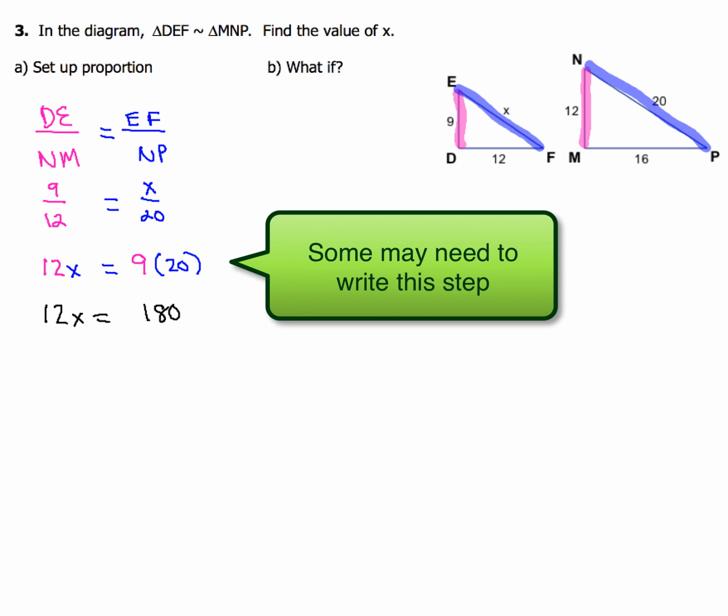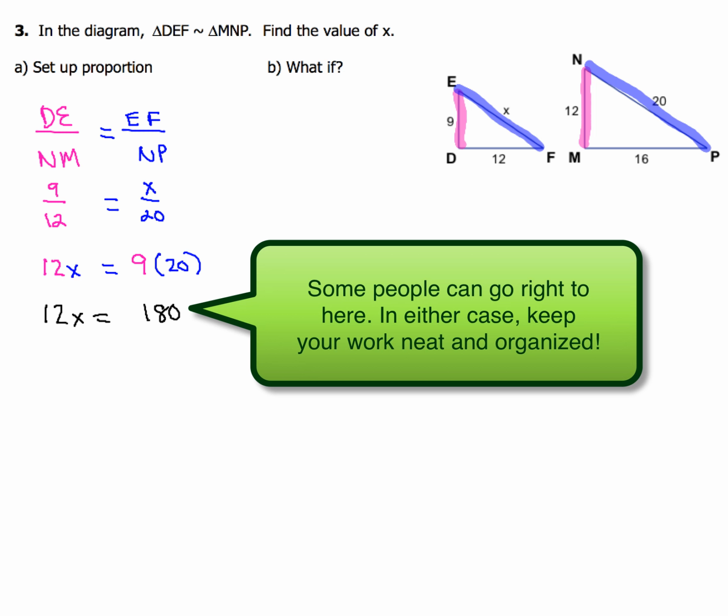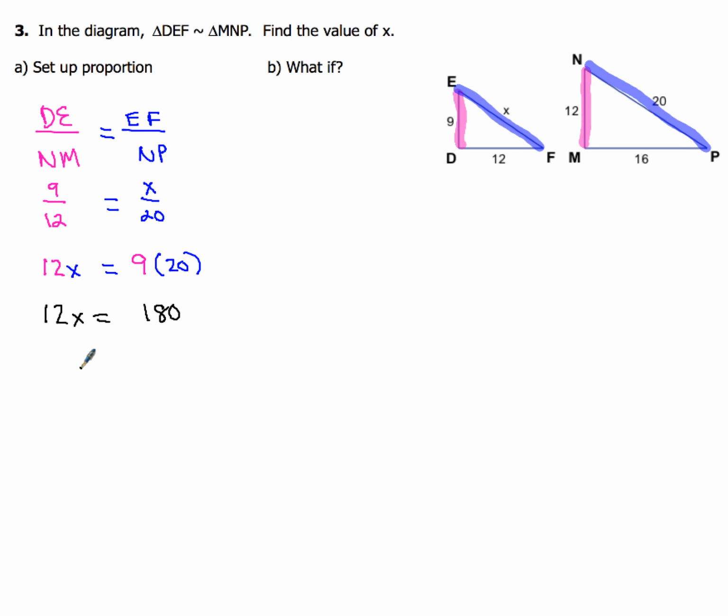Now some people visually might need to write it out like the first step, 12x equals 9 times 20, or you might be able to do that mentally and just go right to the next step. In either case, make sure you have at least the second step shown. And then the last thing that you're going to do is divide both sides by 12, so 12 goes into 18 one time with 6 left over, and then 12 goes into 60 5 times. So you end up with an answer of x equals 15.